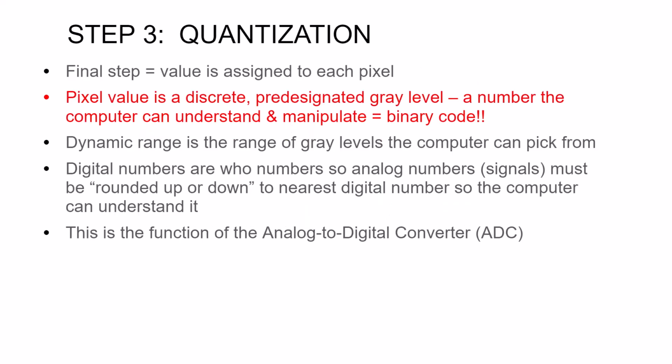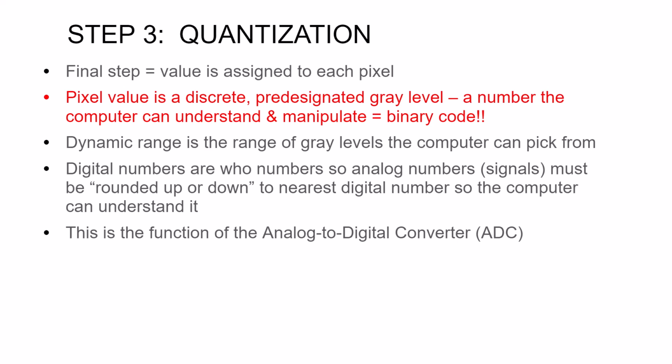Moving on to step 3, quantization. In this final step, a numerical value is assigned to each pixel as a gray level, and it is the final step in digitizing the image. There is a value assigned to each individual pixel. Each pixel is a discrete, pre-designated gray level. In other words, a number in the computer that allows it to understand and manipulate the image. This is a binary code.